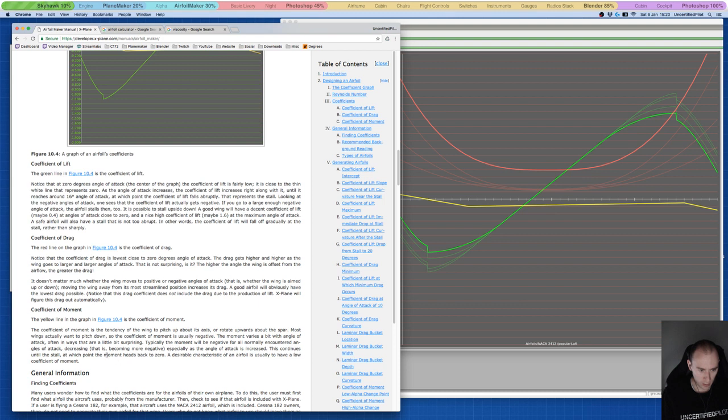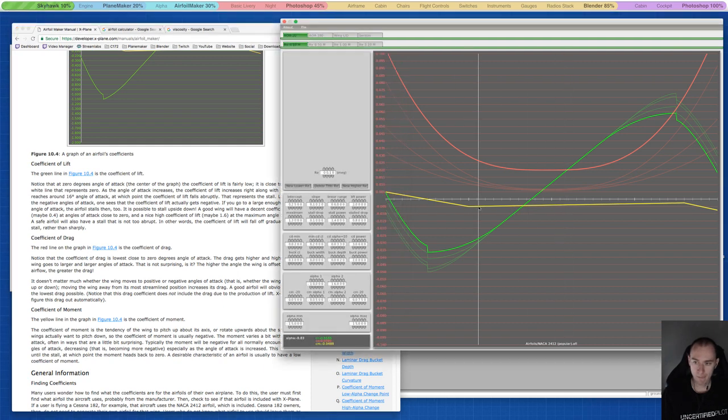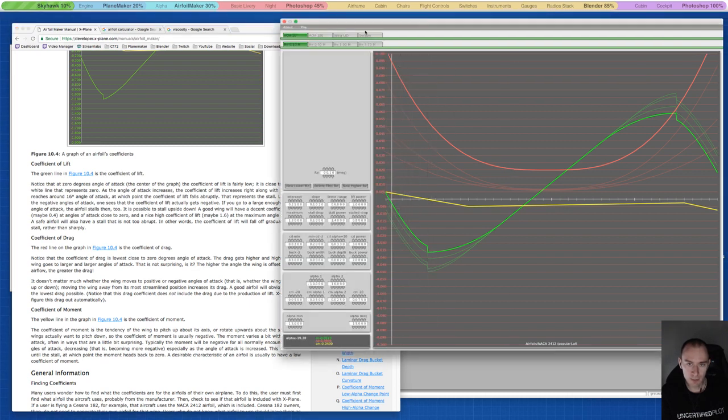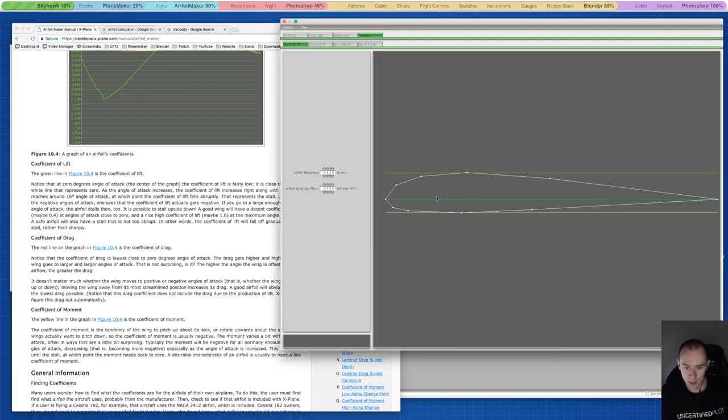Yeah, this continues until the stall point. A desirable characteristic of an airfoil is usually to have a low coefficient of moment. Tendency of the wing to pitch up about its axis or rotate upwards about the spar. No idea what that means. Most wings actually want to pitch down. They want to pitch down, and I guess that's again because of the airfoil and the wing.